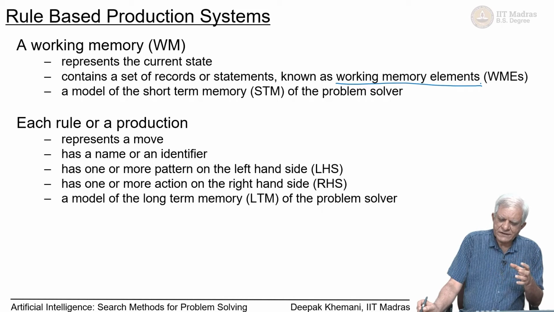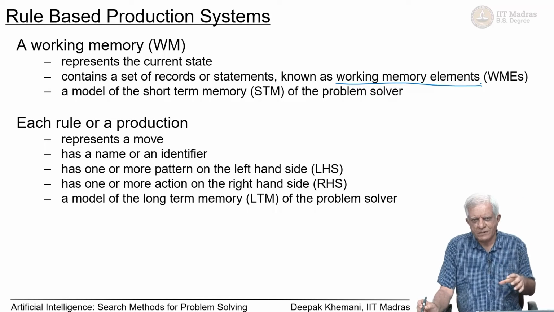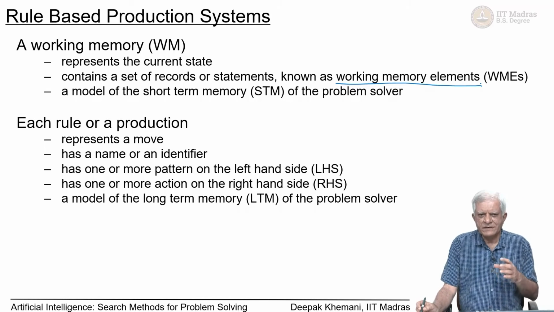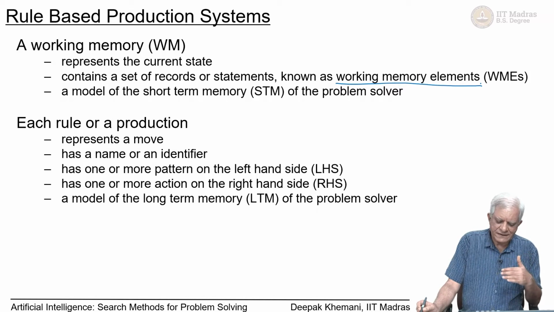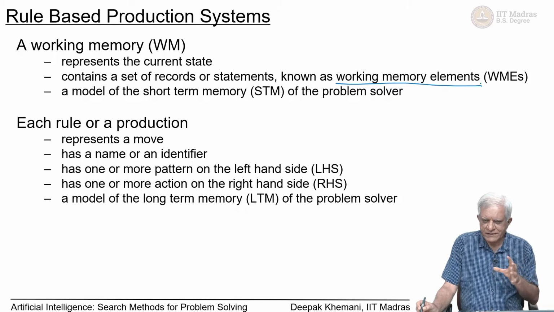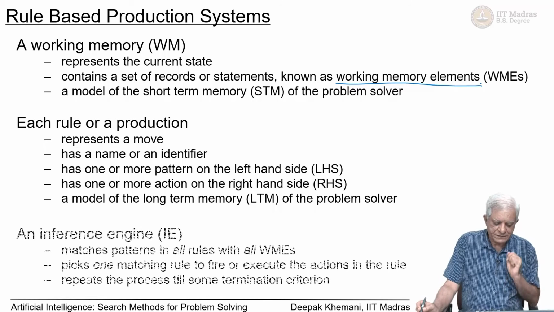So, the rules are the problem solving knowledge of the agent. It is independent of the current problem that you are trying to solve. It is independent of the situation, the state of the current problem, which is captured in the working memory. So, in that sense, it is a long term memory of the problem solver. The long term memory is the problem solving knowledge that the agent has.